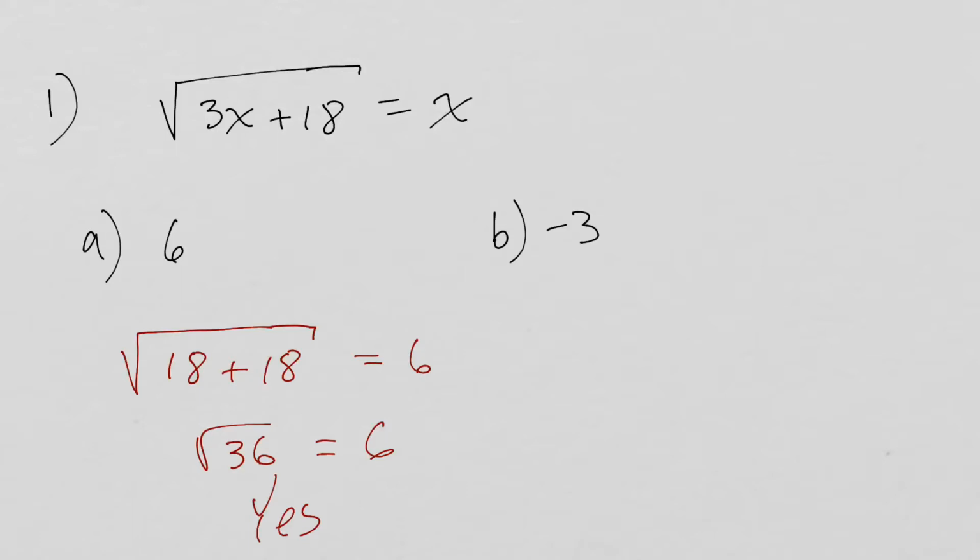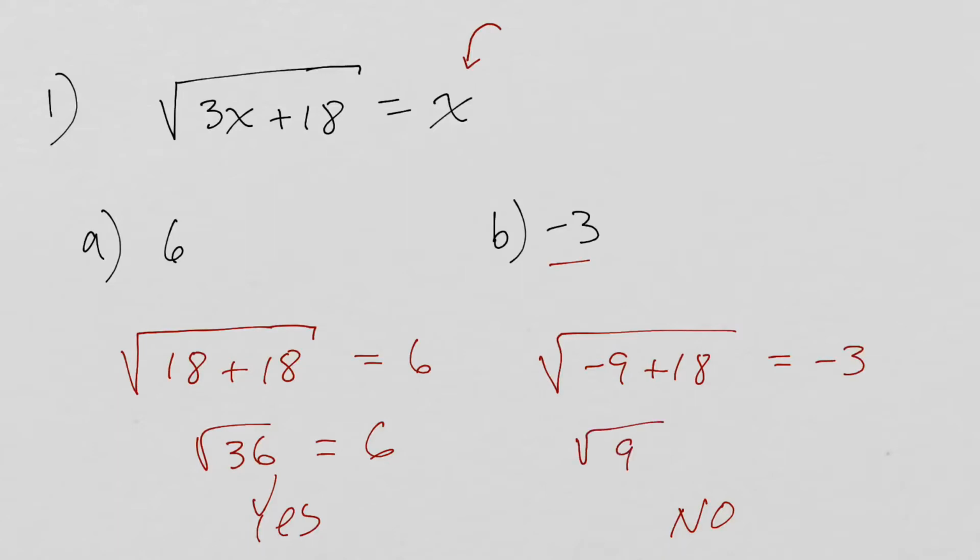Let's do part B. Well, I can see right before even doing anything, this is not going to work because a square root cannot be negative, and this is a negative 3. We can do the work if you want, but it's a waste of time. I know this is going to be no, this is not a solution, because the square root of negative 9 plus 18, is this equal to negative 3? Well, the square root of 9 is not equal to negative 3, so this is a no. The square root can never be negative.